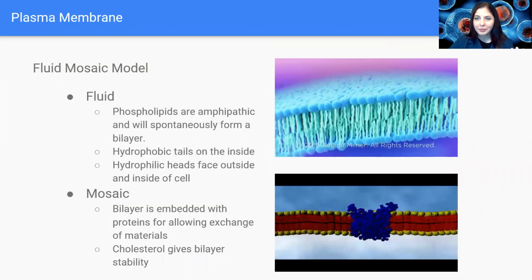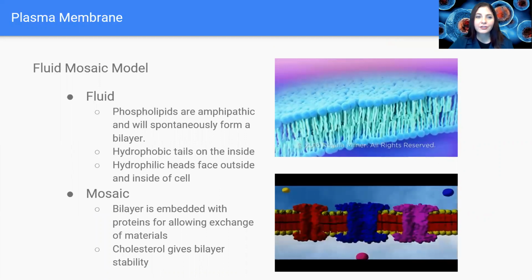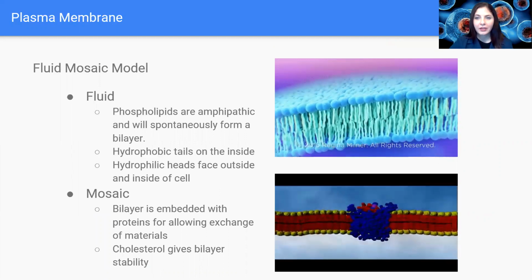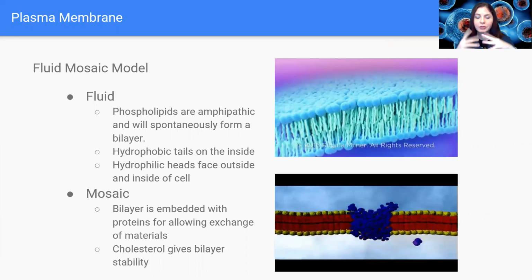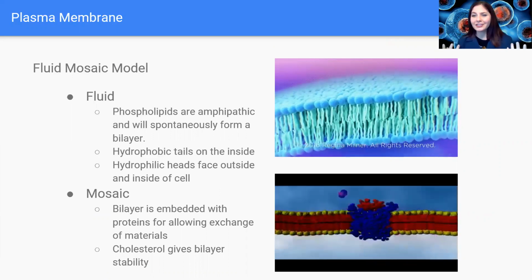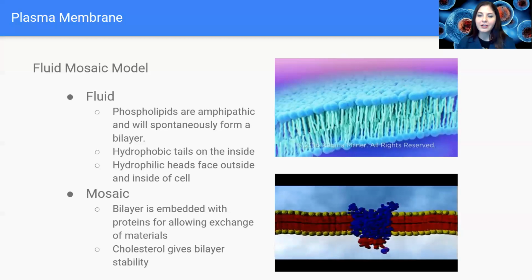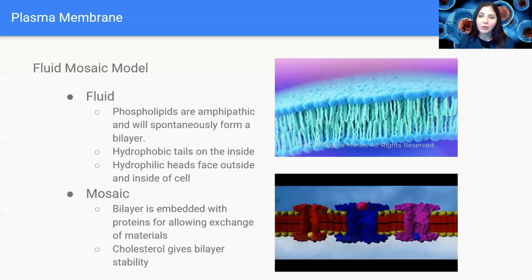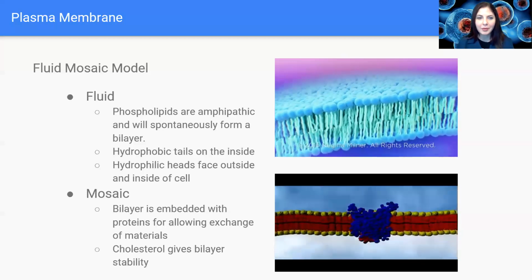So our phospholipid bilayer is also referred to as the fluid mosaic model. Now fluid because there is actual motion, and mosaic because scientists thought it really looked like a piece of art because of all of the different components that compose that plasma membrane.